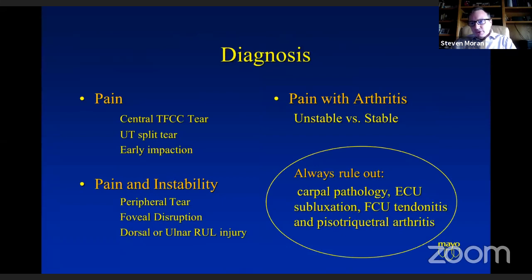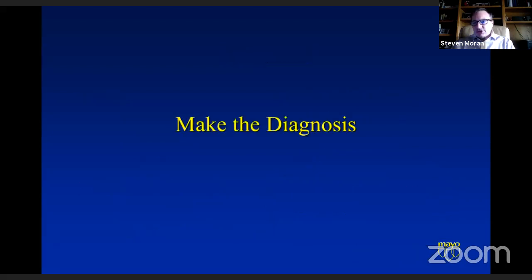So the last point that I'll make is, I have my three categories. The things you always want to rule out are things that can go along with all of them: concomitant carpal pathology, ECU tendonitis, ECU subluxation, FCU tendonitis, and pisotriquetral arthritis, all things that can develop as we get older, and you want to rule those out additionally with your physical exam. So in the last 2 minutes, I just want to quickly go over two cases that help to elucidate all the points that we've just brought up.